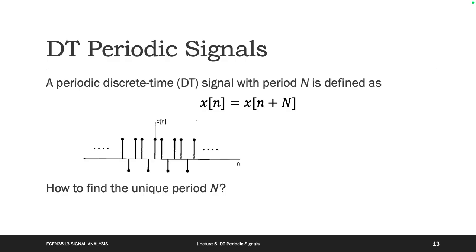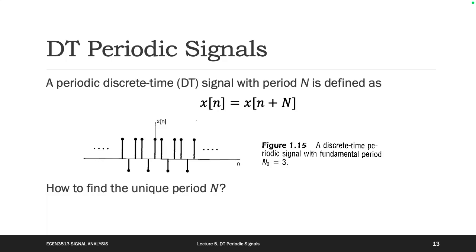And how do we find the unique period, capital N? You can see here, from here to here it's a signal. From here, it will repeat. From here, it will repeat, am I right? Which means the period should be 1, 2, 3, am I right? This one is quite simple for us.